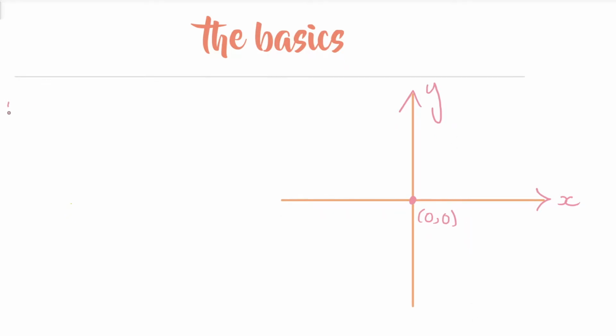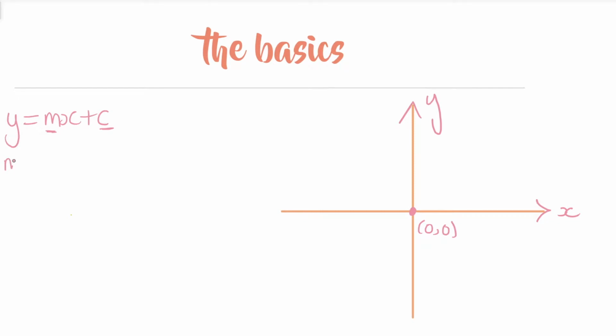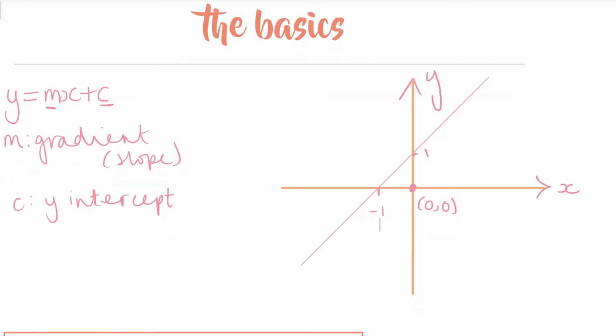You're probably already familiar with this form of a straight line equation, which is y equals mx plus c. That's the one that we use standardly at GCSE, and it's really good because this m value and this c value can tell us information at a quick glance about the line we're drawing. The m value is the gradient, which is the slope of the line or how steep the line is, and the c value is what we call the y-intercept, which is where our line is going to cross the y-axis.